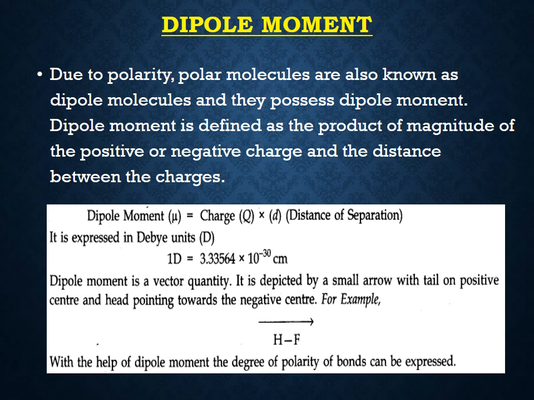Dipole moment is a vector quantity. It is represented by a small arrow with the tail on the positive center and the head pointing towards the negative center. With the help of dipole moment, the degree of polarity of bonds can be expressed.